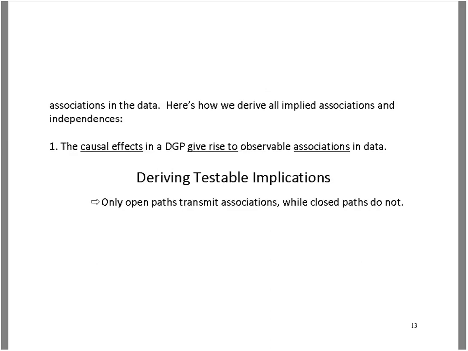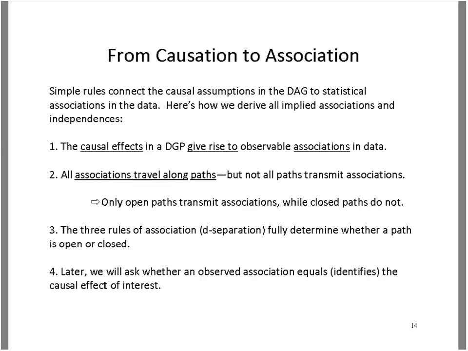Now, I will do this twice. On this slide, on slide 14, I'm summarizing the process that we're going to go through later in some detail. The claim is this. The claim is that simple rules connect the causal assumptions in the DAG to the statistical associations that you might pick up in the data. Indeed, there's a rule called d-separation that helps you derive all implied associations and independencies. And it's really just a three-step process.